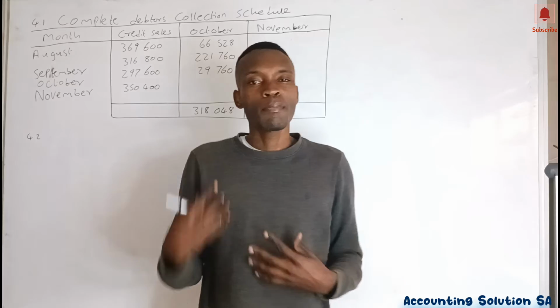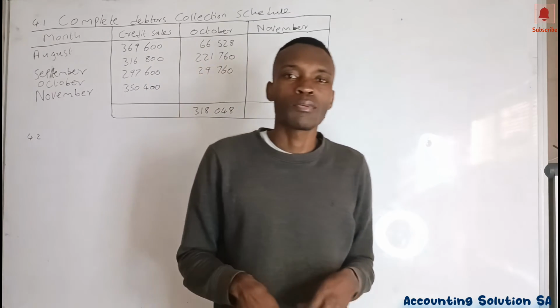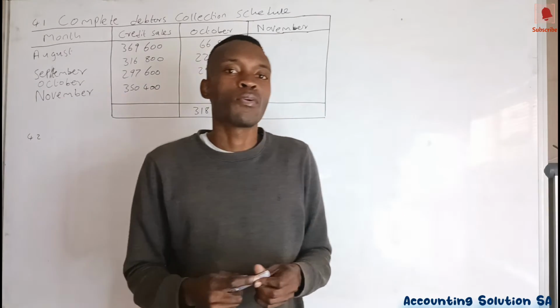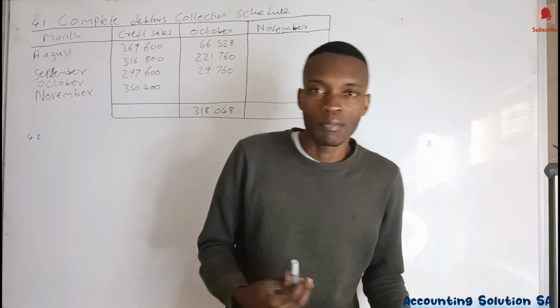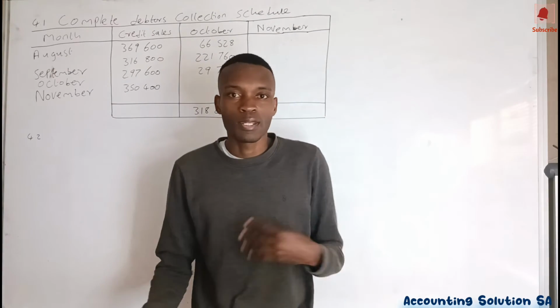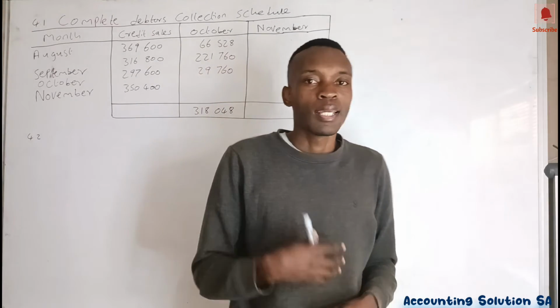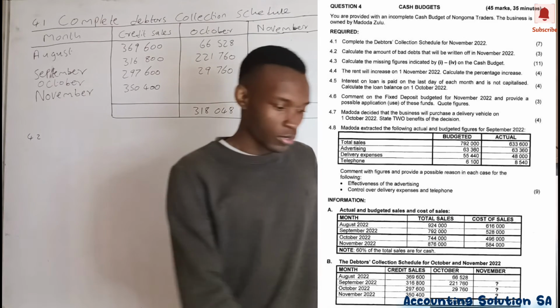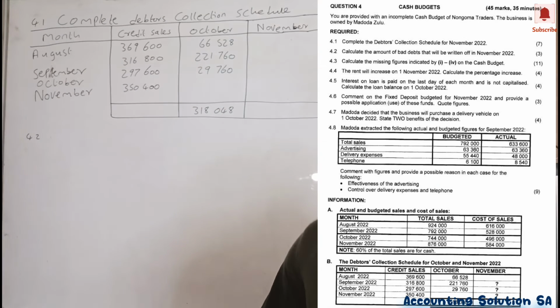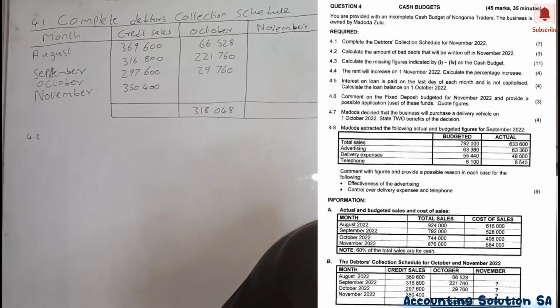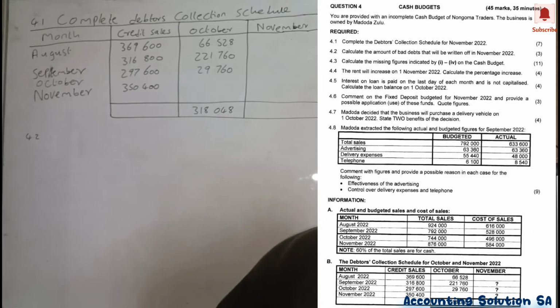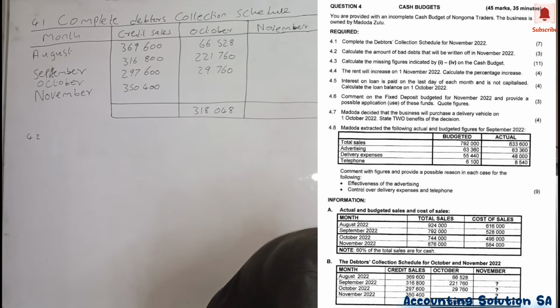So the question paper that we are going to do is the question paper that was written last year in preparation for the examination during September. In other words, it was a trial question paper. All right, so this is the question that we are going to do. We are going to focus on question 4, which is cash budget. Okay, let's first read the information, then we're going to answer the question.